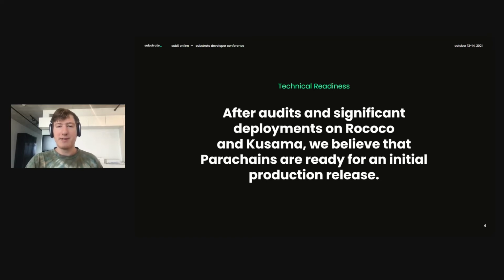We've also seen a real world deployment on Kusama. This is a totally different environment because you never know what's going to happen until it hits the real world. We can try to distribute it as much as possible on Rococo, but until it hits the real world, you don't know what's going to happen.